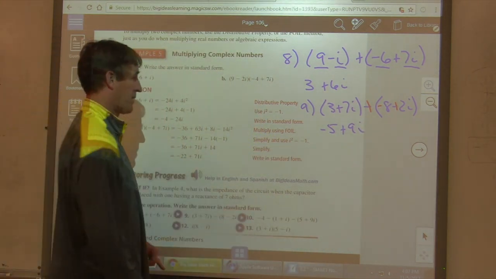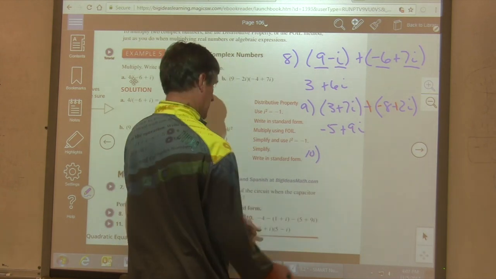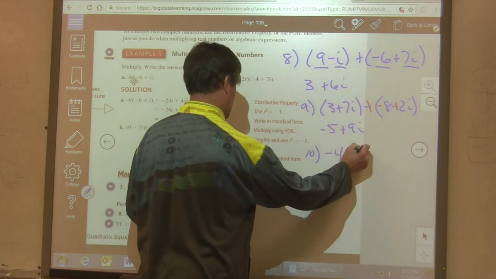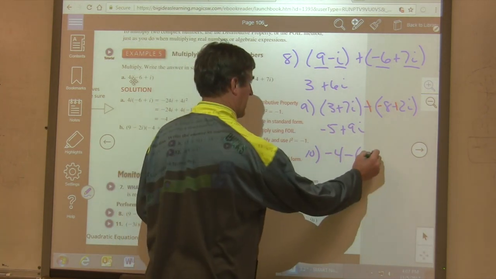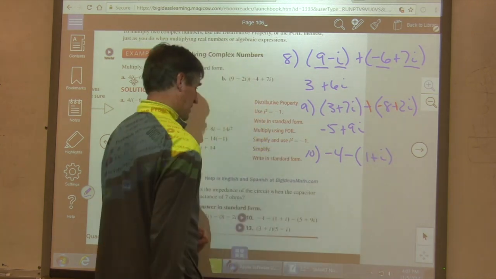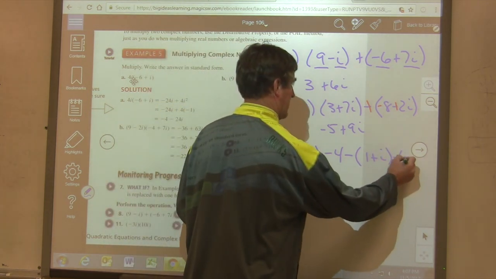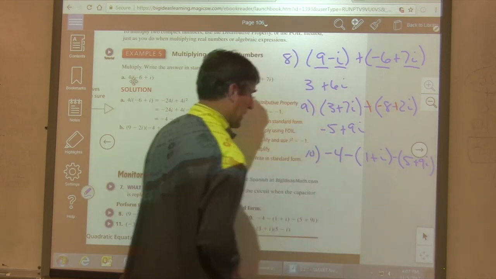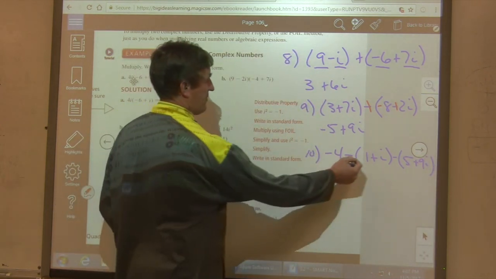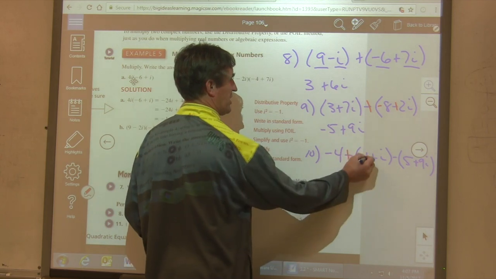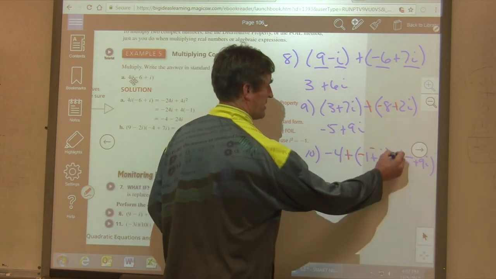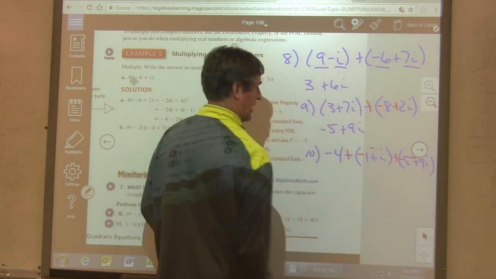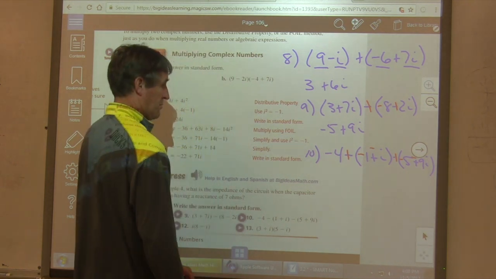Number 10 is negative 4 minus 1 plus i, and then minus 5 plus 9i. So again, these subtraction signs in front of the parentheses, I'm going to change it to addition, change the signs, now combine like terms.